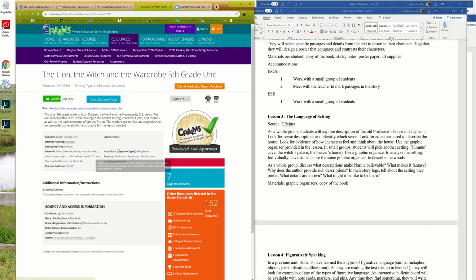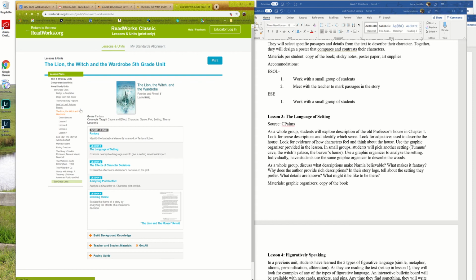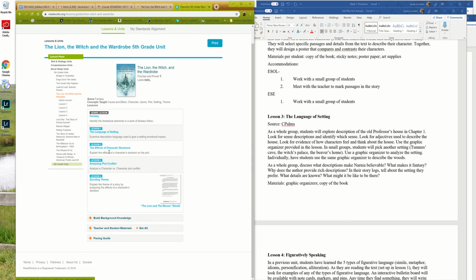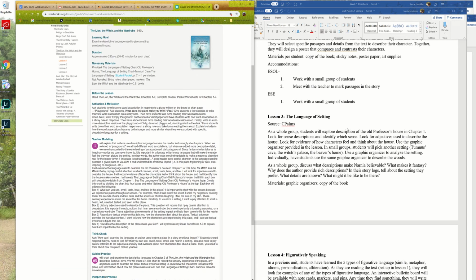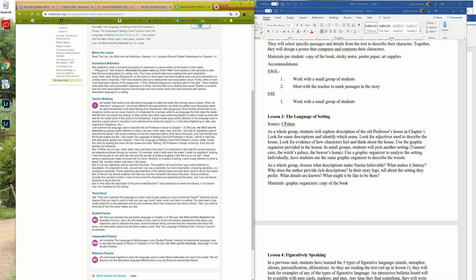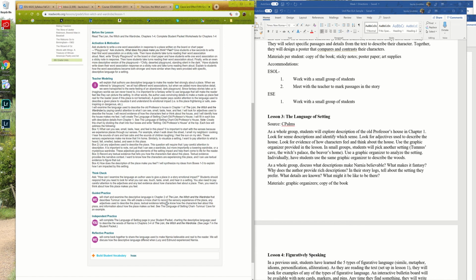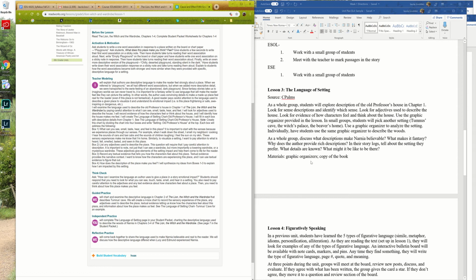So when I go to that resource, it gives me the link. And it has specific lessons related to the book. So for here, the language of setting, I'm using this lesson number 1. Here I've described the lesson. Here it gives me the step-by-step. So when I actually do the lesson, I want to have this because this is what I want to do. So that's why these resources are good.